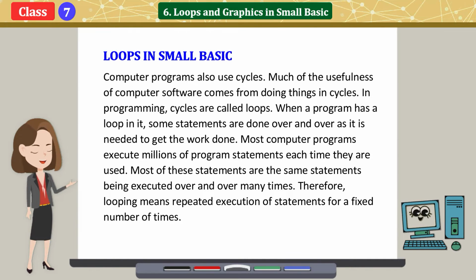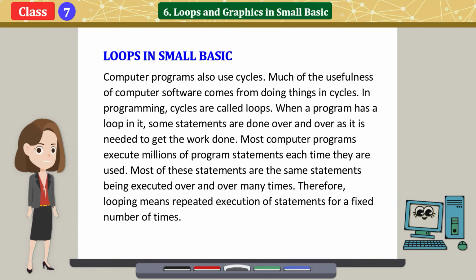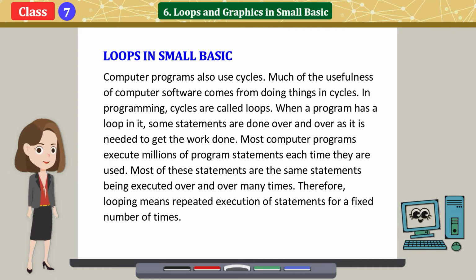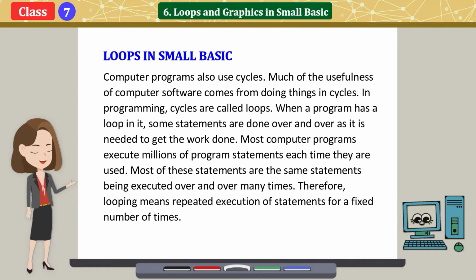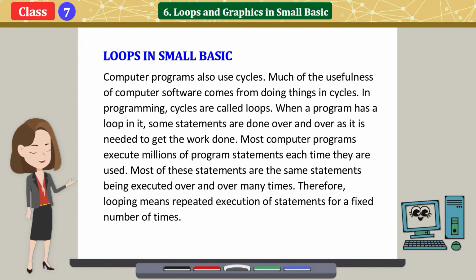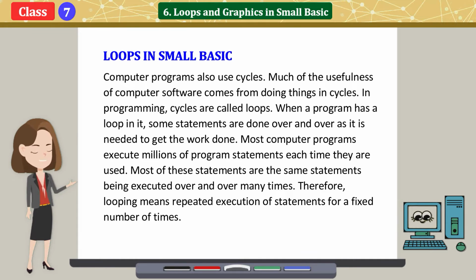Much of the usefulness of computer software comes from doing things in cycles. In programming, cycles are called loops. When a program has a loop in it, some statements are done over and over as needed to get the work done. Most computer programs execute millions of program statements each time they are used. Most of these statements are the same statements being executed over and over many times. Therefore, looping means repeated execution of statements for a fixed number of times.